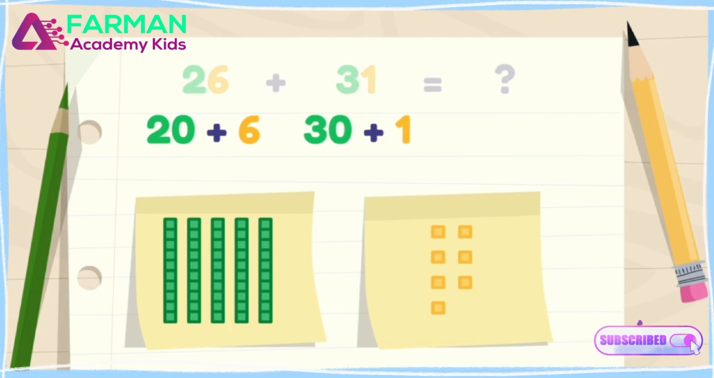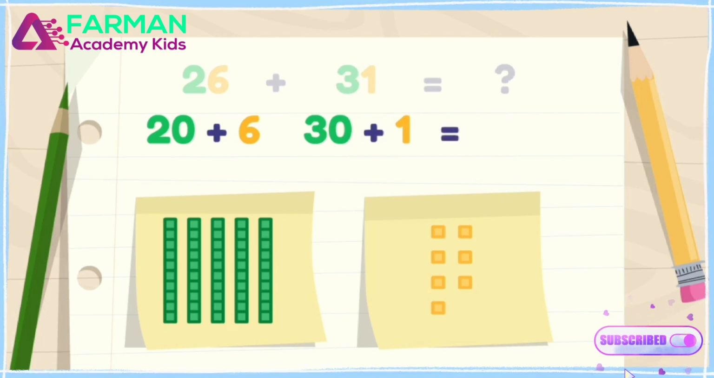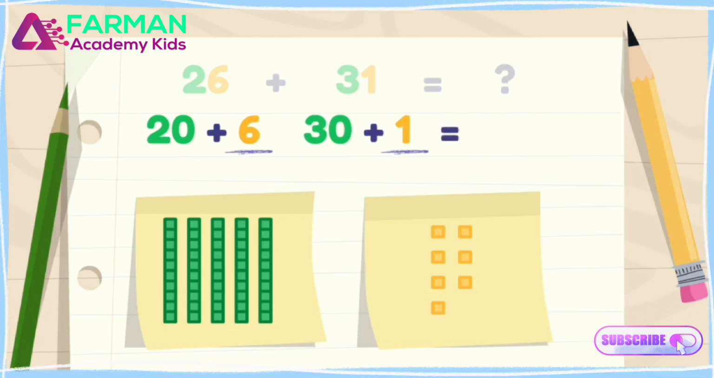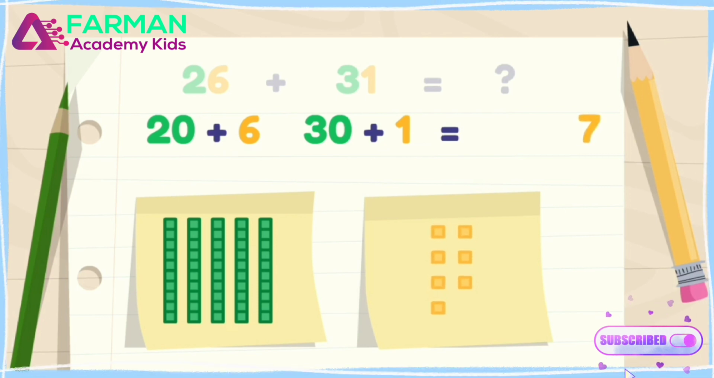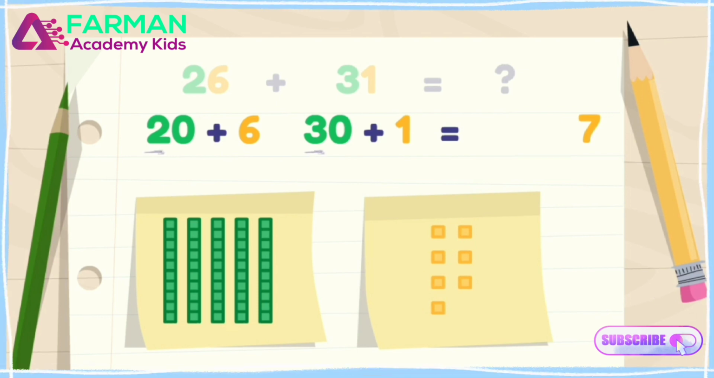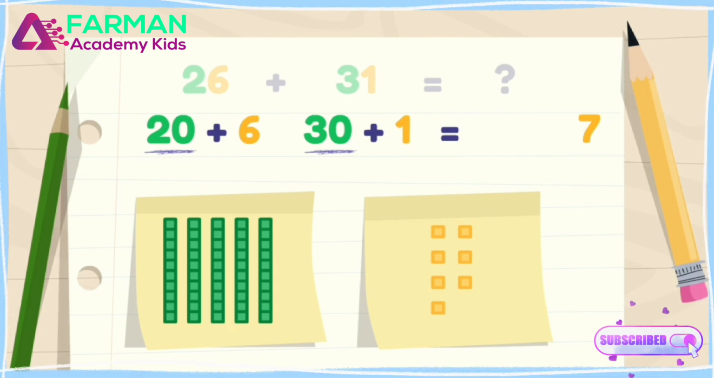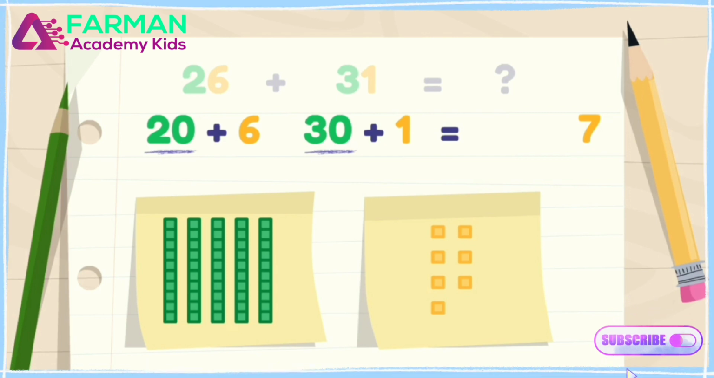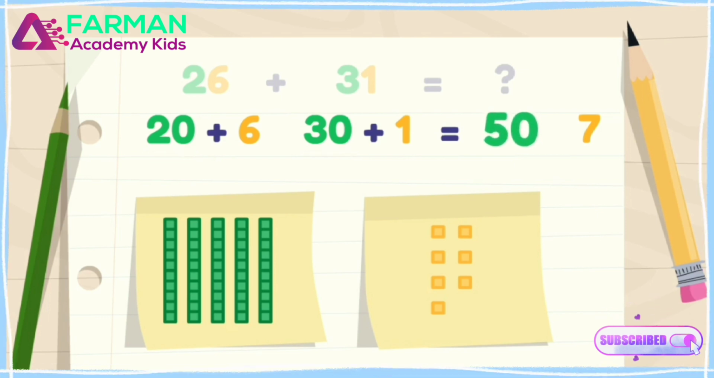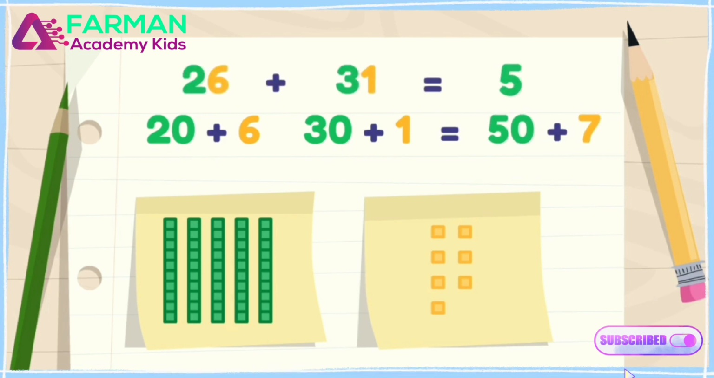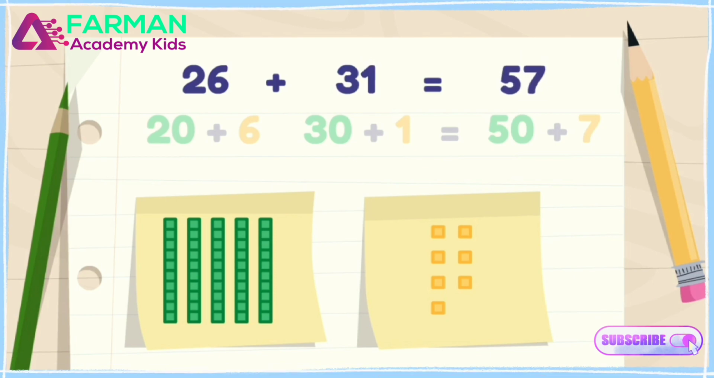Super! Now that the numbers have been expanded, let's add them together. First, let's add the ones. 6 plus 1 is 7. There are 7 ones. Next, let's add the tens. 2 tens is 20, and 3 tens is 30. 20 plus 30 equals 50. The final sum is 50 plus 7, which is 57. 26 plus 31 is 57.